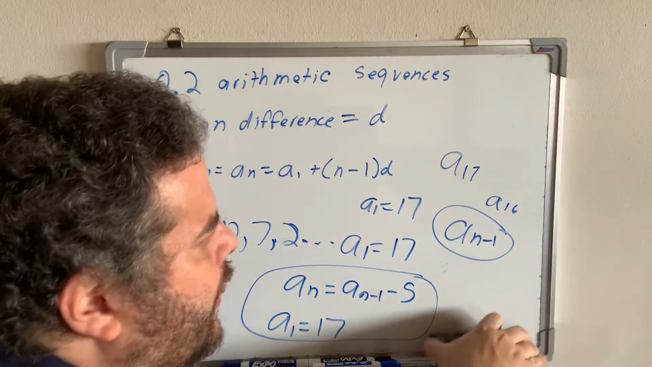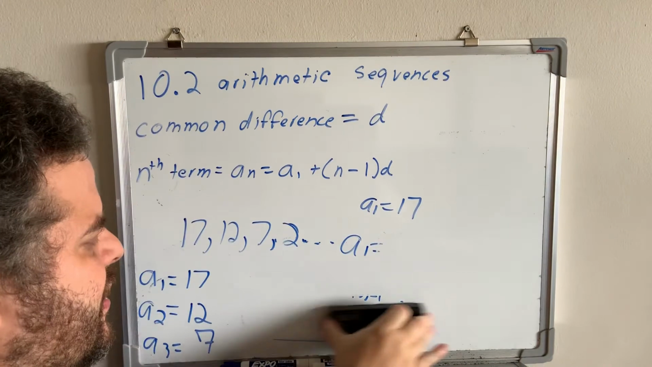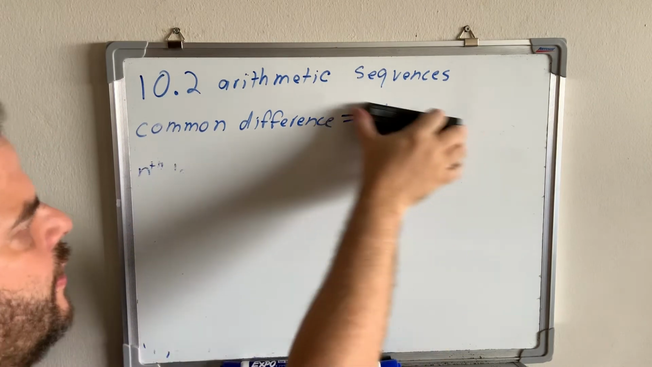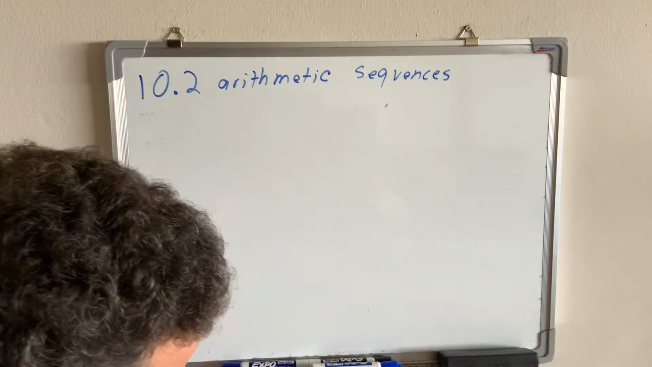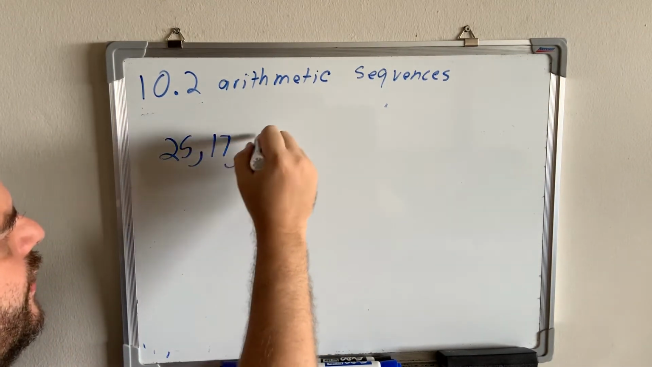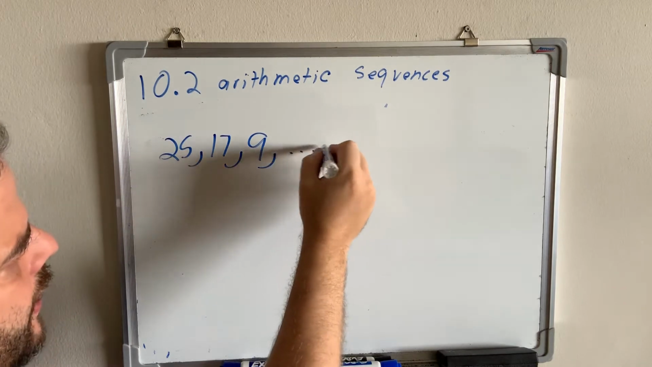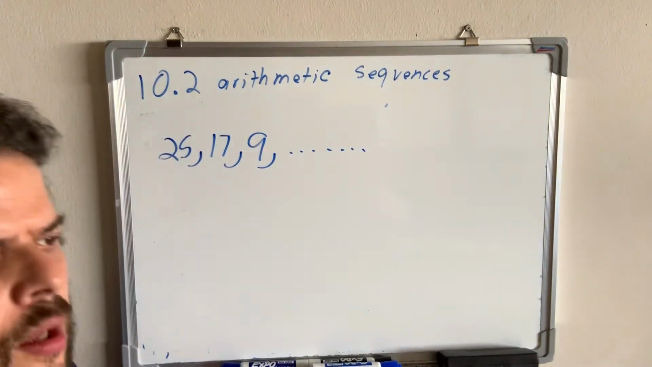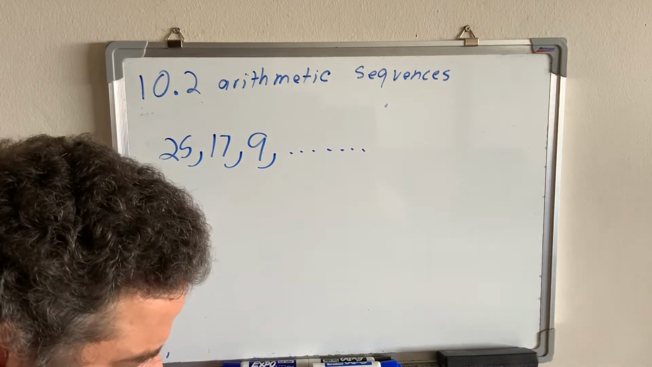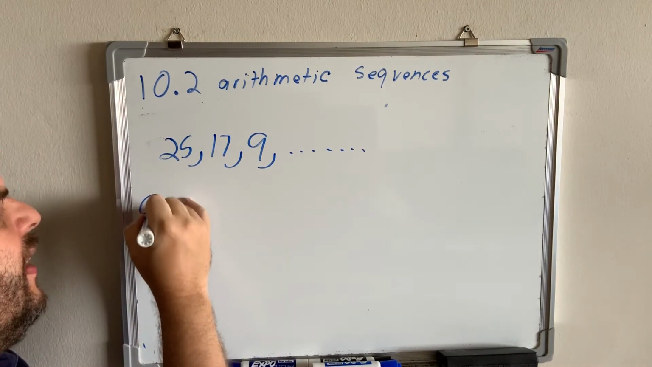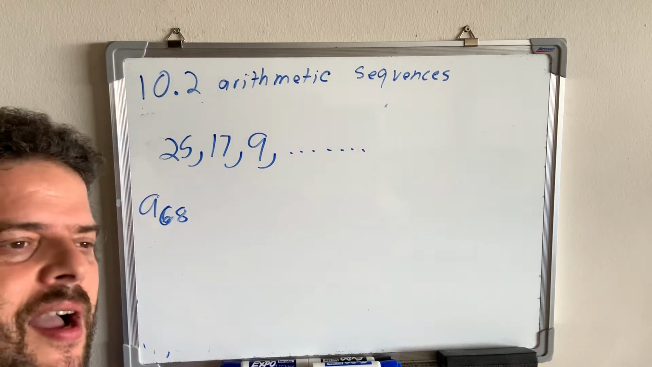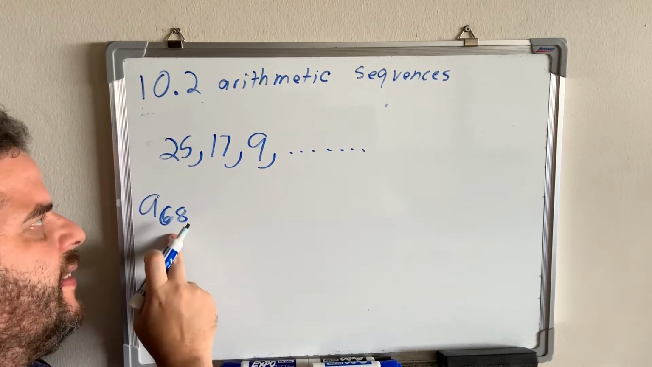Now for example 3, we kind of already did it, and that's just finding the nth term of an arithmetic sequence. For example, in the first example, they give me 25, 17, 9, and they're asking me to first find the common difference, and then find the 68th term.